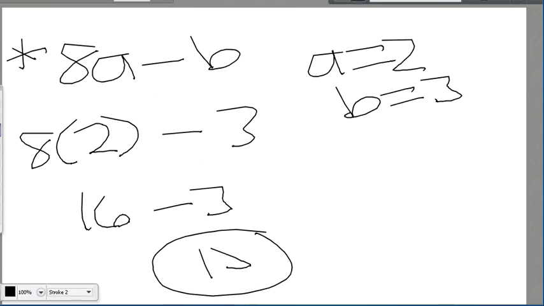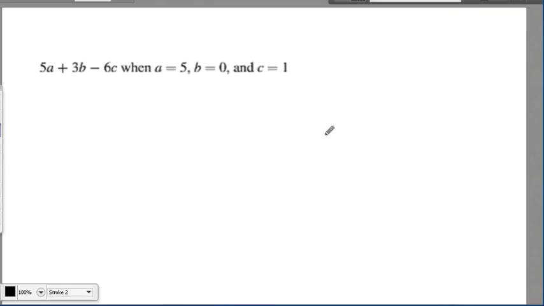Let's do one more together, and then I think you guys are ready for your quiz. Okay, 5a plus 3b minus 6c. So 5a is really 5 times a. Anytime you have a number right next to a variable, that's multiplication. So what we have here is 5 times a plus 3 times b minus 6 times c. We're going to figure out the answer to this if the a is 5, the b is 0, and the c is 1. So let's make a substitution.